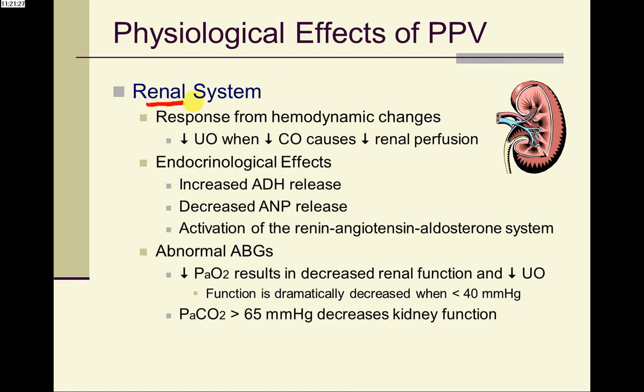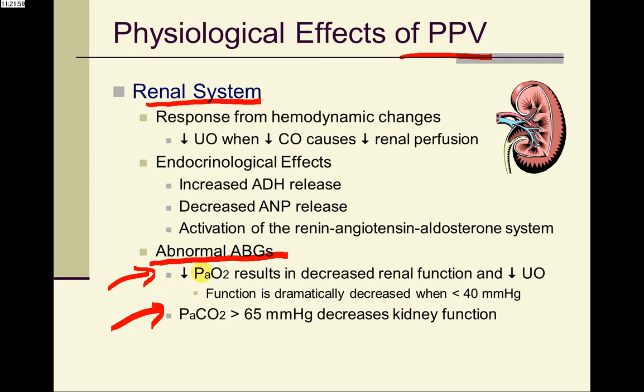So, surprisingly enough, the renal system is also affected by positive pressure ventilation. Now, I don't want you to memorize all these different responses here, okay? I want you to be aware that if we have a patient who's hypoxemic, a patient with high CO2, we're going to damage and cause decreased kidney function, all right? How do we limit this?